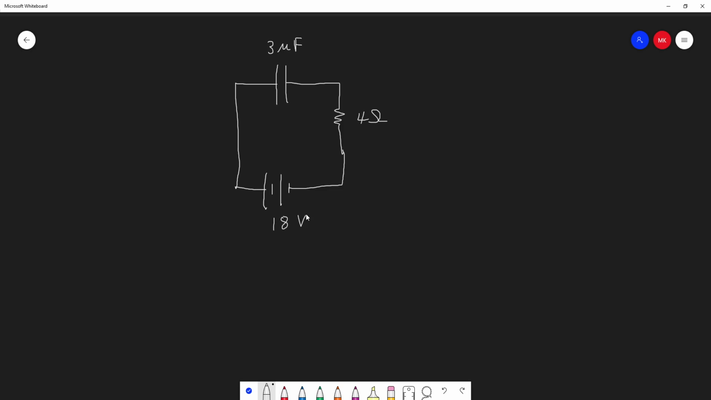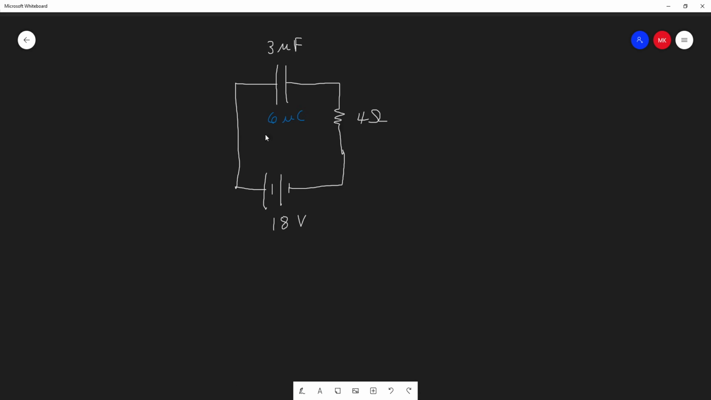My problem statement tells me an initially uncharged capacitor is connected in series with the resistor. This is initially uncharged. There's no charge, which means there's no voltage drop across this initially. And it says, at a certain time, the charge on the capacitor is 6 microfarads, or 6 microcoulombs, sorry. 6 microcoulombs. And I want to know what is the current in the resistor at this time.